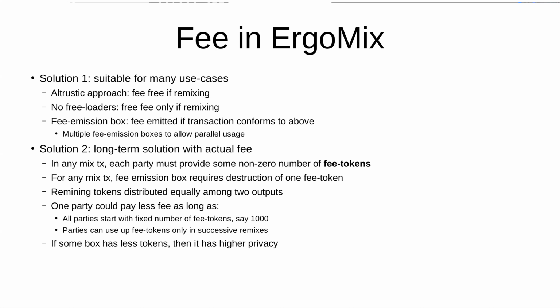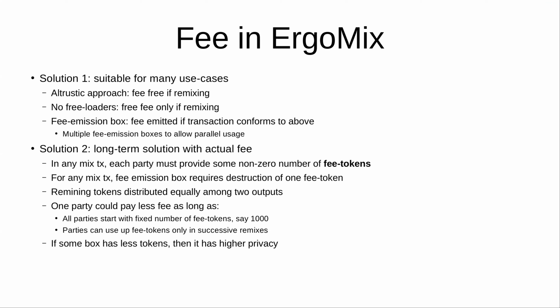So Ergo Mix has two solutions. One is the altruistic approach, which is basically that the fee is free as long as you are doing a remix. If you are doing it for something else, then the fee is not free, so you are kind of sponsoring mixing. The second solution is something called fee tokens, which I'll not get into too many details about. But the idea is that fees are exchanged for tokens, and you control the way the tokens are transferred, right?